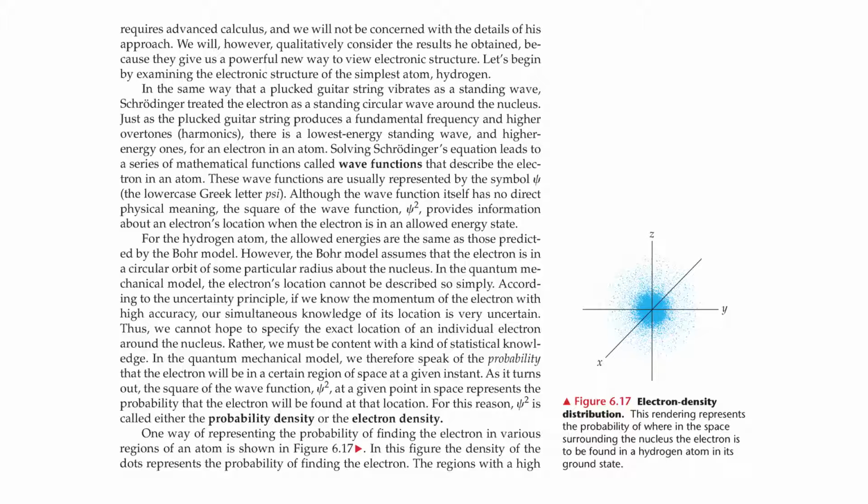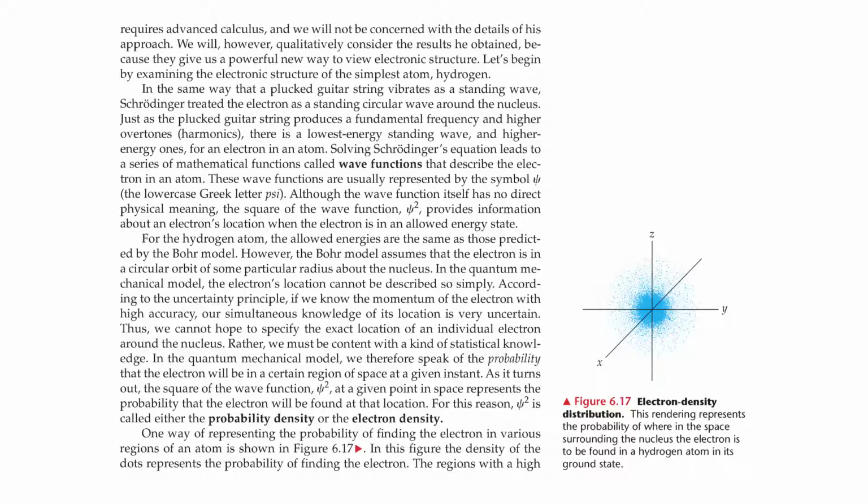In the same way that a plucked guitar string vibrates as a standing wave, Schrödinger treated the electron as a standing circular wave around the nucleus. Just as the plucked guitar string produces a fundamental frequency and higher overtones or harmonics, there is a lowest energy standing wave and higher energy ones for an electron in an atom. Solving Schrödinger's equation leads to a series of mathematical functions called wave functions that describe the electron in an atom.